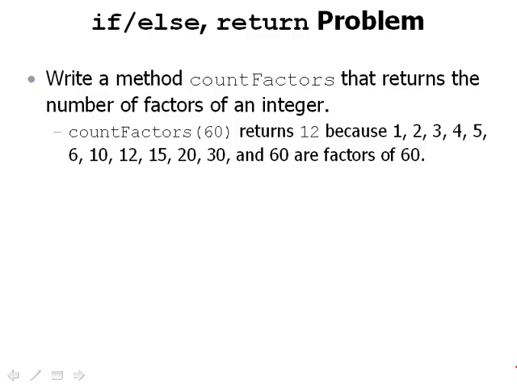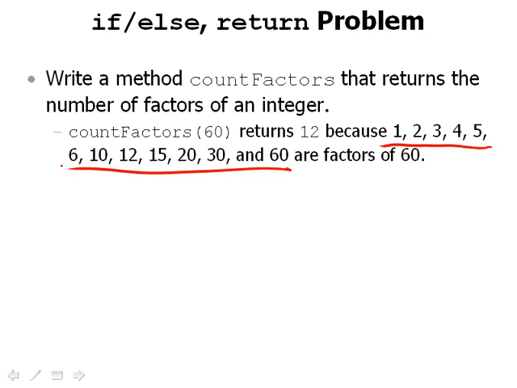So let's imagine that we've been asked to do the following. We're going to write a method named count factors where the method is passed an integer as a parameter and we're supposed to return the number of factors that that integer has, the number of other integers that it can be divided by evenly. So if they pass us 60, we're going to return 12 as the result because the 12 integers listed here on the slide are all factors of the number 60.